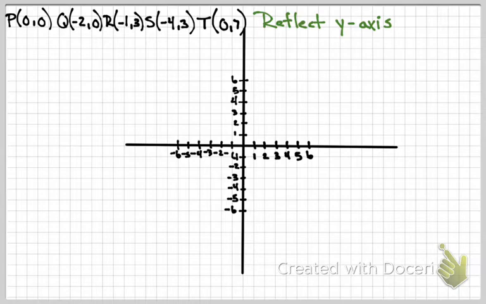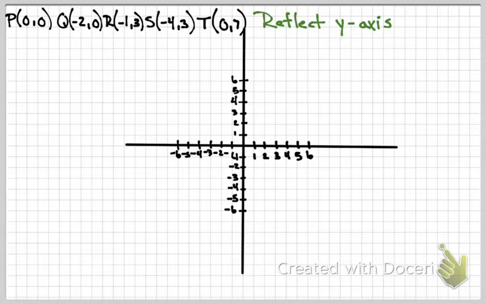Now I've given you ordered pairs. P is (0, 0), Q is (-2, 0), R is (-1, 3), S is (-4, 3), and T is (0, 7). It's rare that you'll have 5 points, but we do in this graph, and that's okay. All right, I need you to go ahead and plot each of these points. Make sure you label the points on your graph. Which one's P, which one's Q, which one's R.